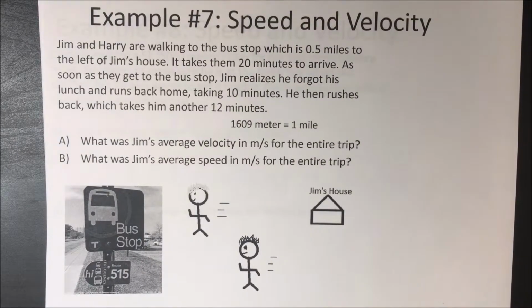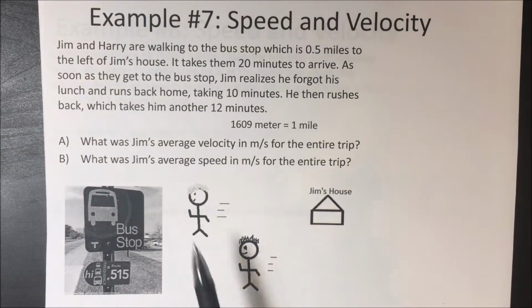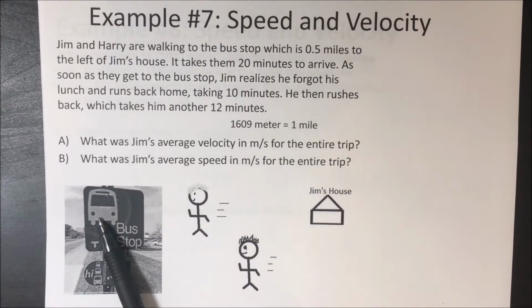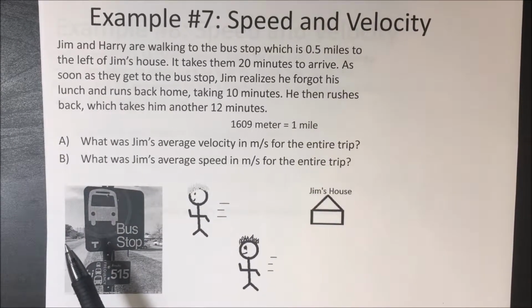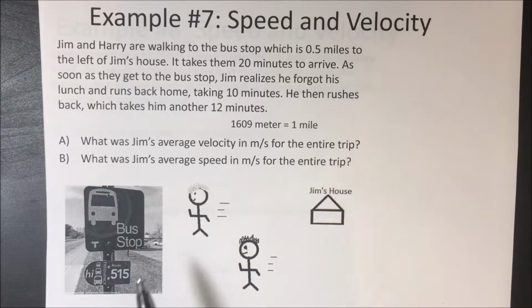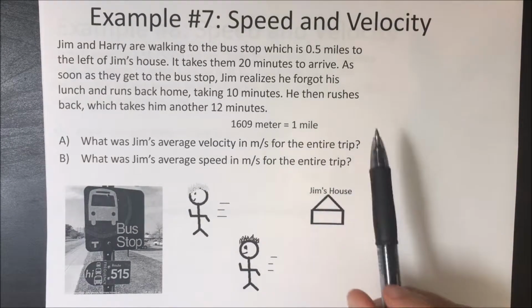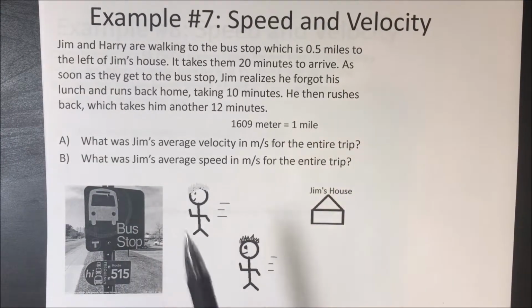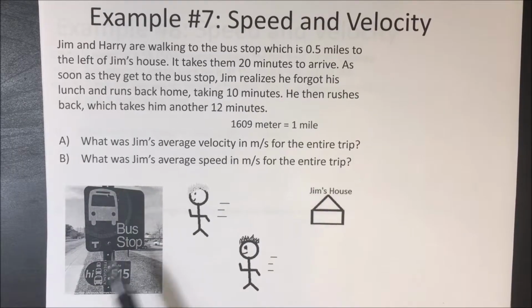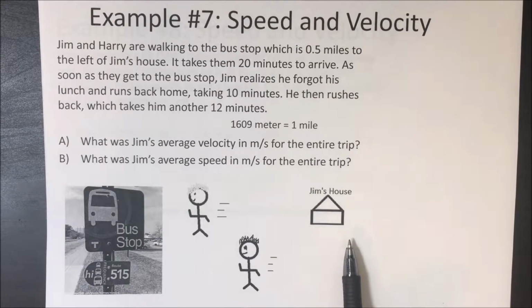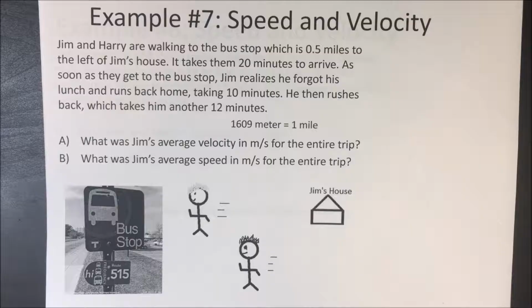Example number 7. Jim and Harry are walking to the bus stop, which is 0.5 miles to the left of Jim's house. It takes them 20 minutes to arrive to the bus stop. As soon as they get to the bus stop, Jim realizes he forgot his lunch and runs back home. He then rushes back, which takes him another 12 minutes. What was Jim's average velocity in meters per second for the entire trip?